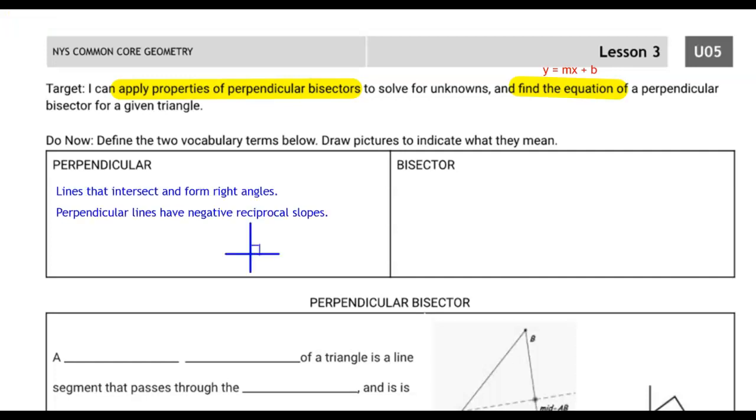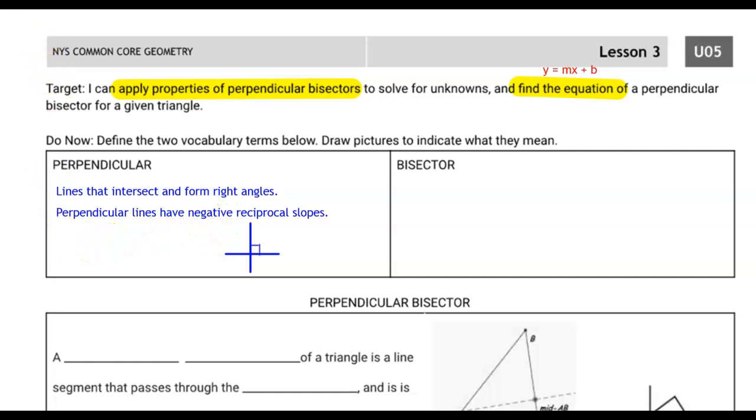Alright, our first word that we're defining is perpendicular. Keep in mind that perpendicular means lines that intersect and form right angles. Another way to define perpendicular is that they are lines that have negative reciprocal slopes. So the two slopes that you are seeing here are a slope of 0 and a slope of undefined, respectively. However, any two lines that have negative reciprocal slopes are going to be called perpendicular.